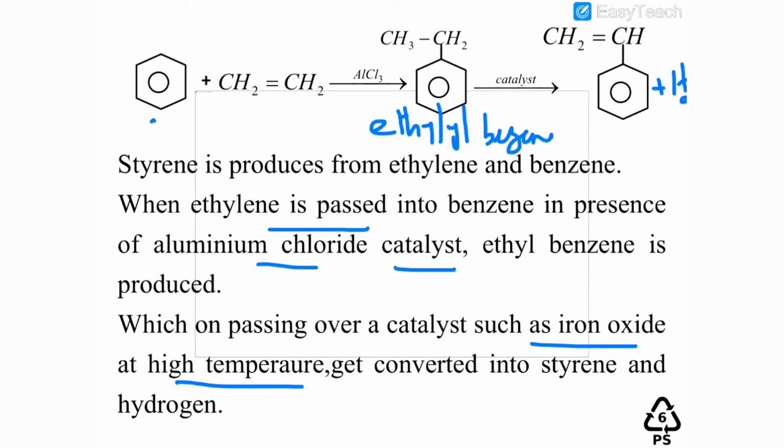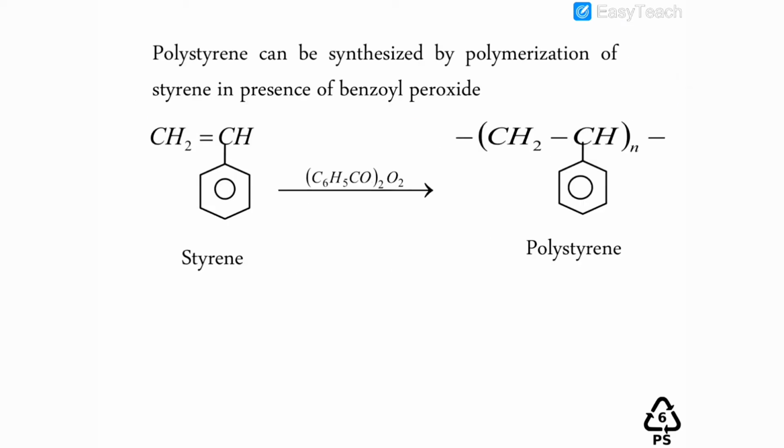This is the first step for the preparation of polystyrene. The first step involves the conversion of benzene to styrene. In the second step, styrene is converted into polystyrene by using a catalyst called benzoyl peroxide. Polystyrene can be synthesized by polymerization of styrene in presence of benzoyl peroxide.